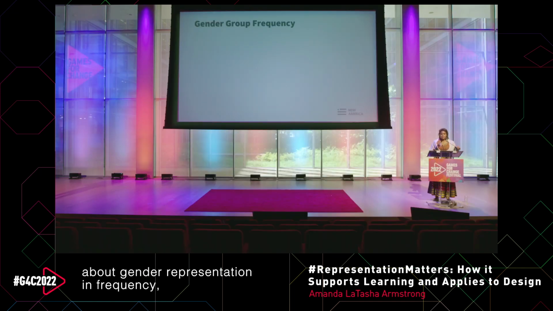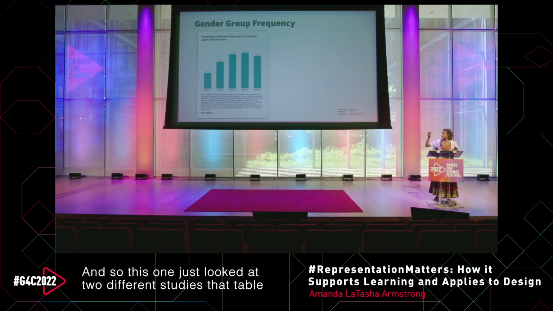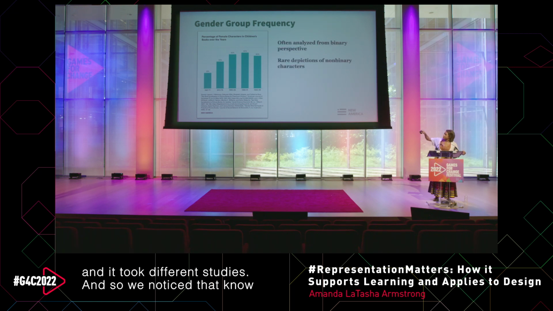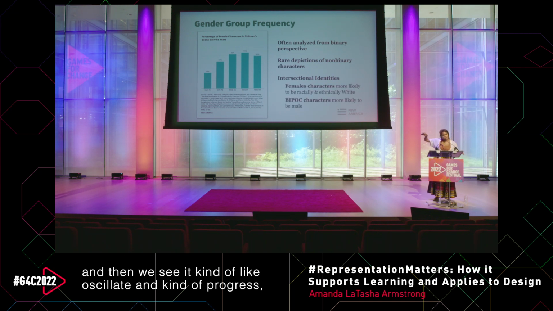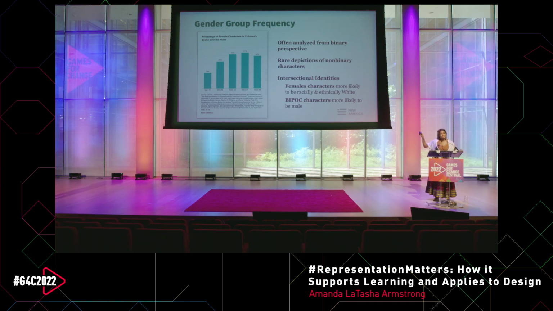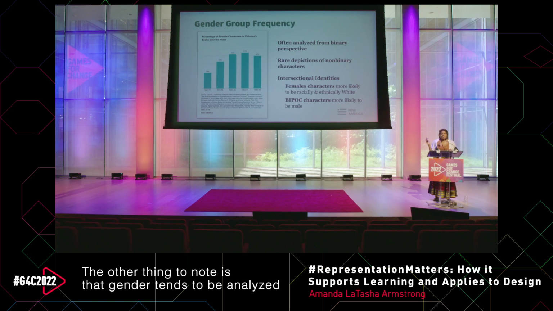And so when we think about gender representation and frequency, there's been a fair amount of studies. This table took different studies, and we noticed that back in the 1960s there was about 90%, and then we see it oscillate and progress, but still not quite 50%. The other thing to note is that gender tends to be analyzed from a binary perspective, and there are rare depictions of non-binary people within the curriculum itself.